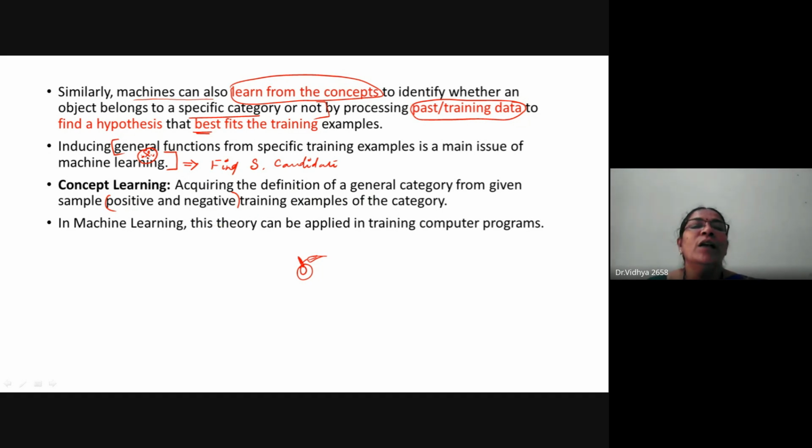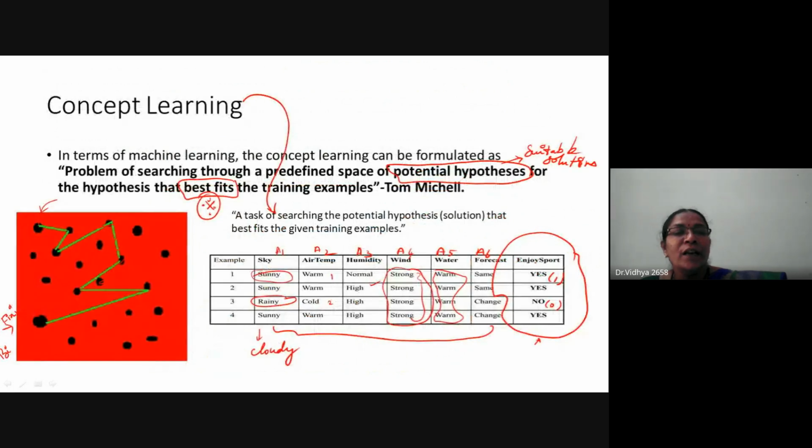From those examples, the machine acquires the concept. So this particular concept learning theory is mainly applied in training the computers. Okay, so this is an outline of the concept learning. So we have seen the basic definition for concept learning.